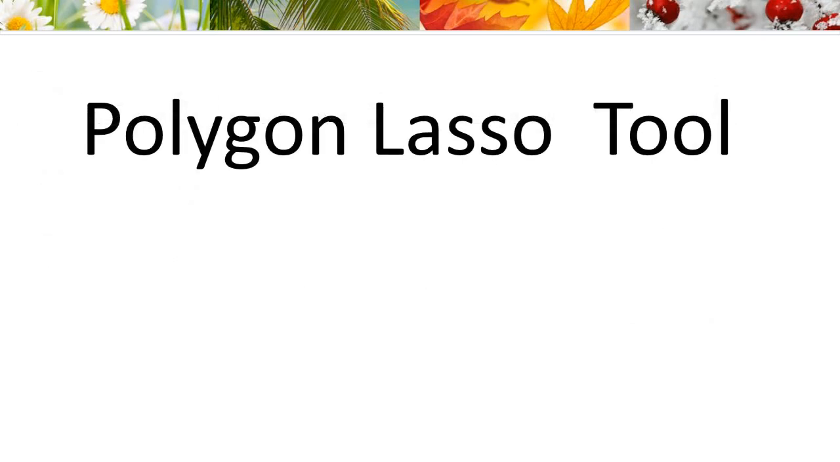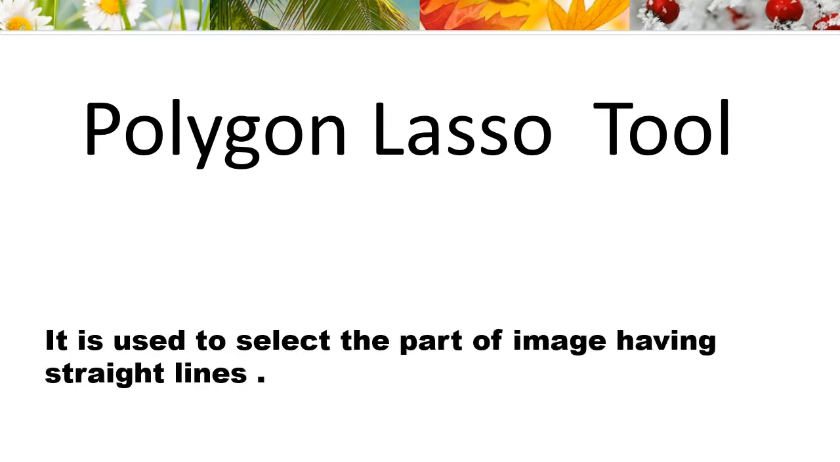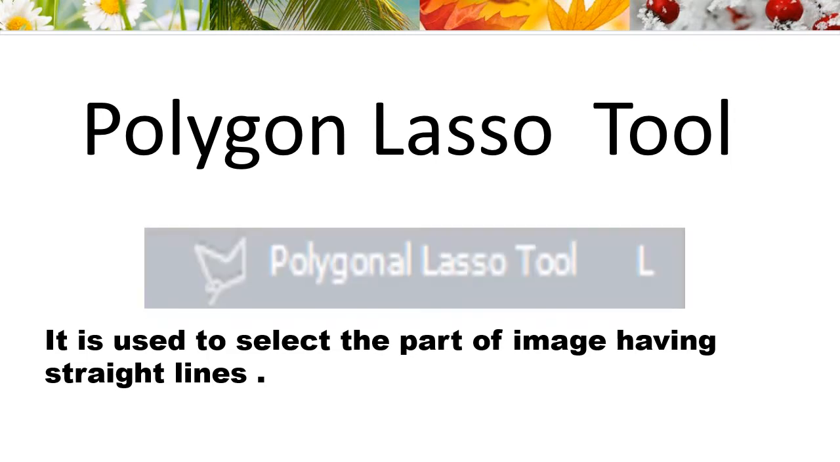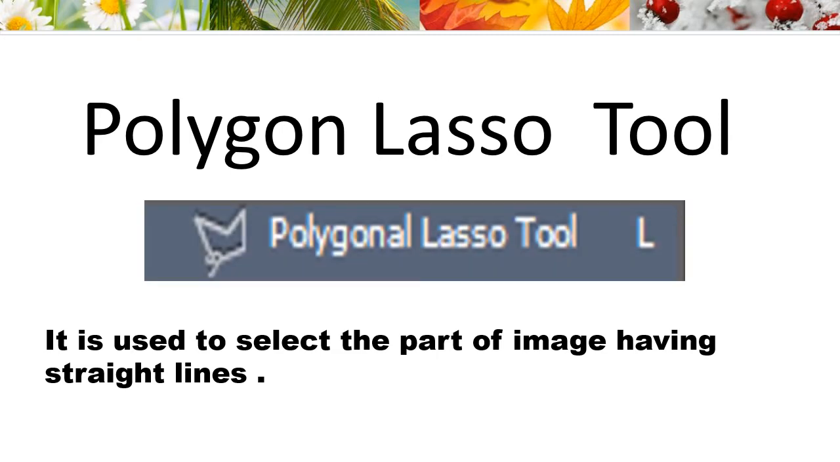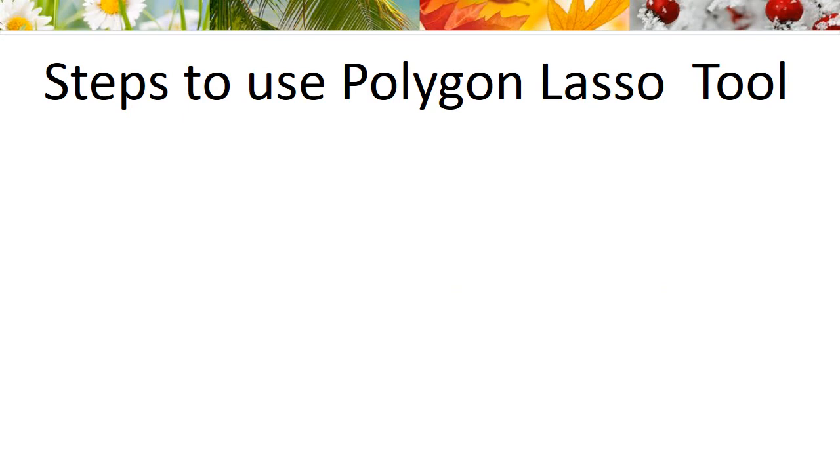The next tool is Polygon Lasso Tool. This Lasso Tool is similar to the previous one, but here you get an additional feature: using this you can select the image having straight lines. This is the shape or logo of the Polygon Lasso Tool. This tool is basically used when you have to select a closed figure. As the name represents polygon, it is used to select the image with straight lines in a closed manner. To use the Polygon Lasso Tool, follow these simple steps.